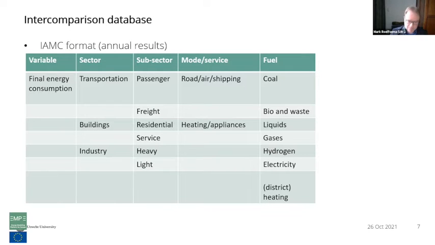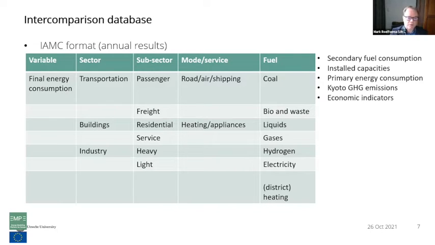That's still being discussed. For now, we store important variables such as final energy consumption, secondary fuel consumption, installed capacities, primary energy consumption, greenhouse gas emissions, and economic indicators. And for each variable, we have specified different aggregation levels of total or per sector, transportation, buildings, or per subsector. Within transportation, you can have passenger and freight. And within passenger, you can have road, air, or shipping, and of course also the fuel that's used to produce the energy.